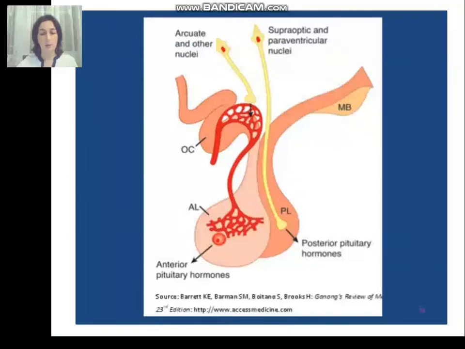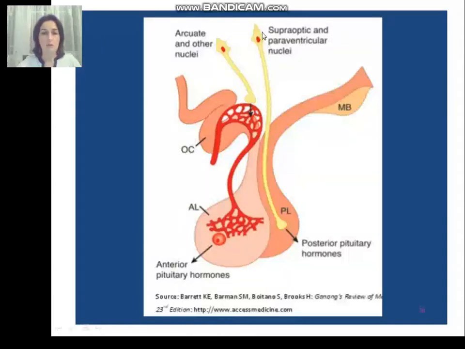Now we are coming to the interrelations between the hypothalamic nuclei and the hypophysis. We have to keep in mind that the anterior part of the hypothalamus includes two nuclei, the supraoptic and paraventricular nuclei. In them are located neurosecretory cells. These are neurons, but at the same time they are secretory cells. That's why they produce hormones.